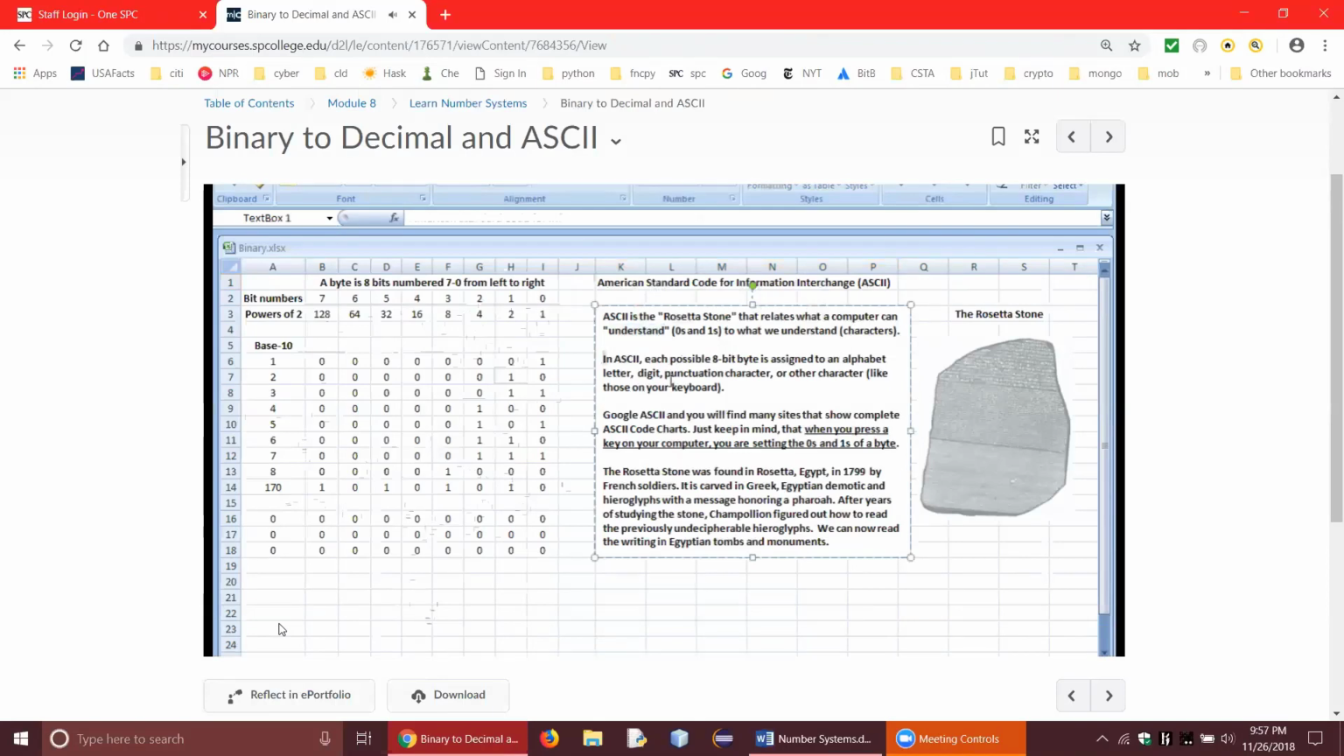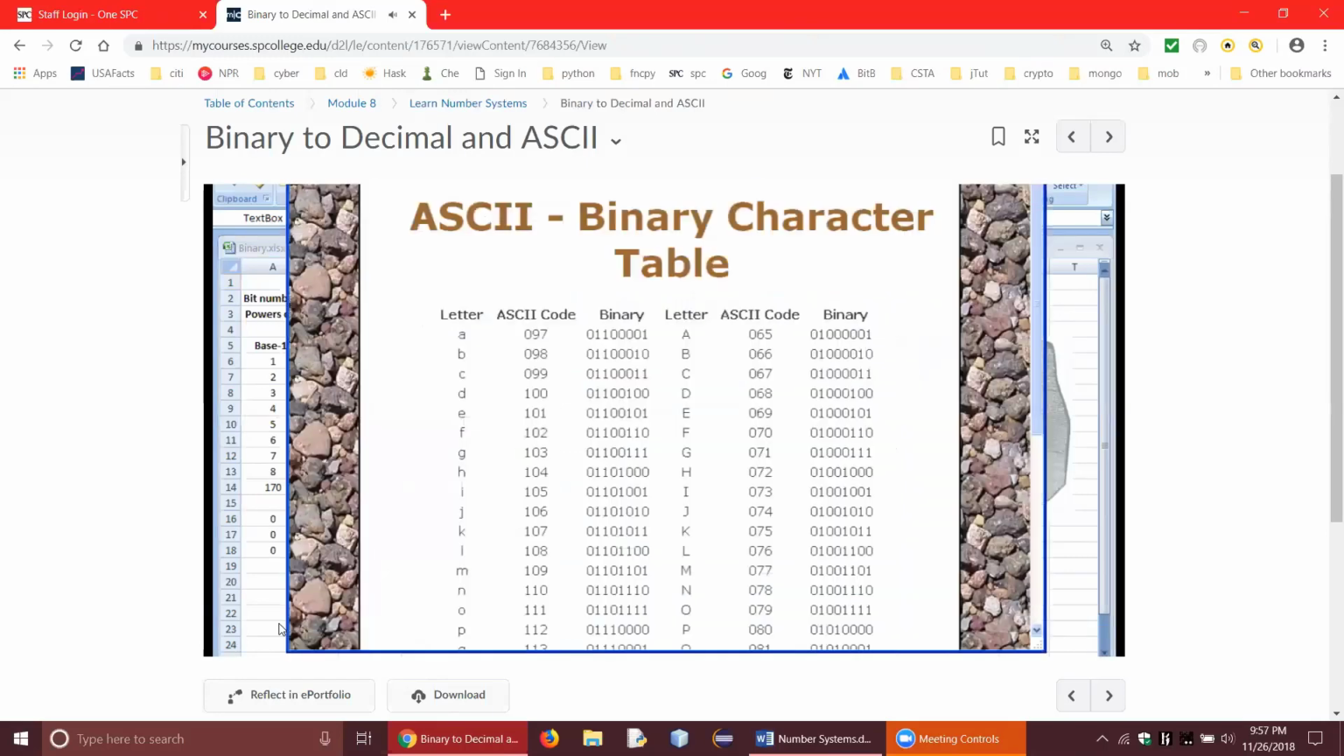Here's how it works. In ASCII, each possible 8-bit byte is assigned to an alphabet letter, digit, punctuation, character, or something else that you might find on your keyboard. And we can look them up. Here's one that I found with a quick Google search. Here's the binary, and that actually works out to 65. 64 plus 1. And here it is, 65. Well, that happens to be capital A in the ASCII code scheme.